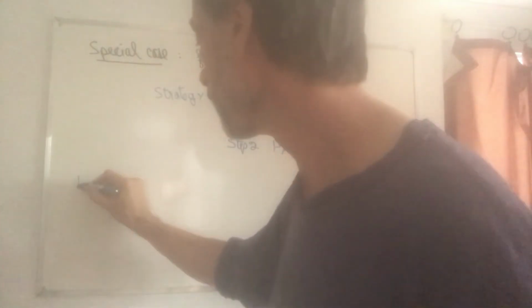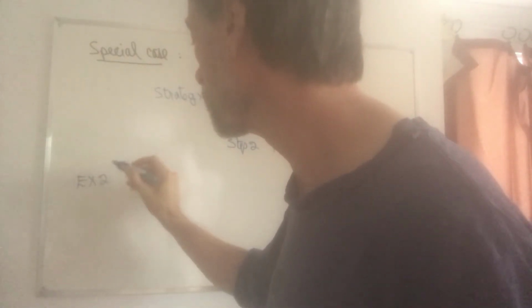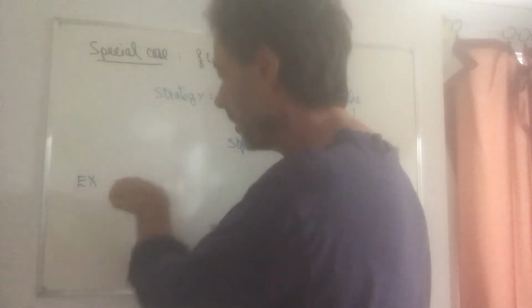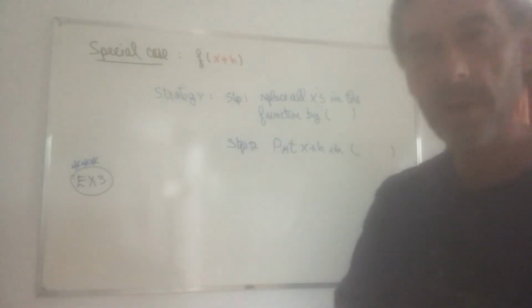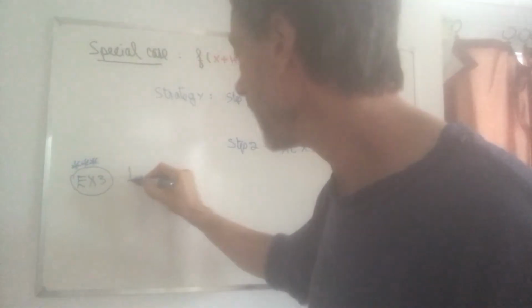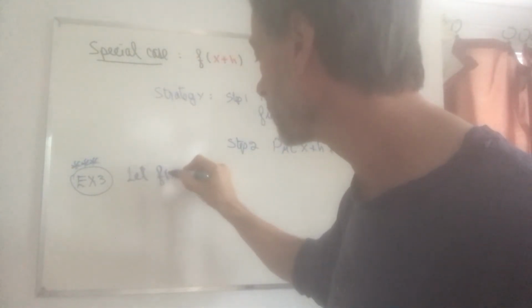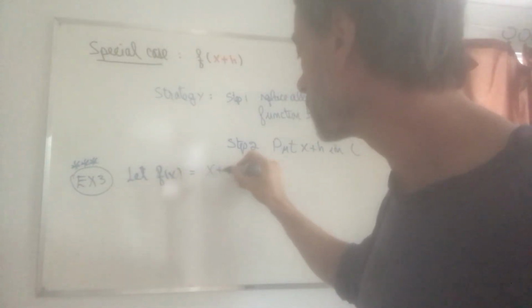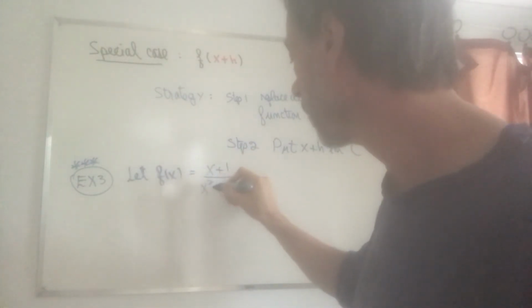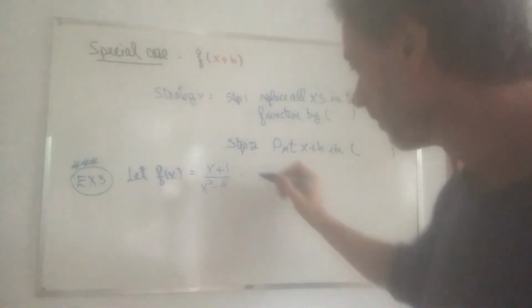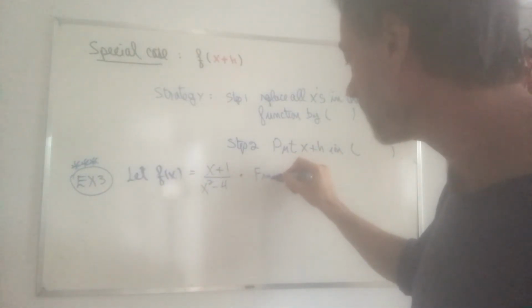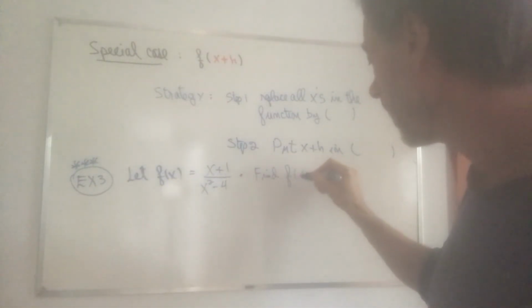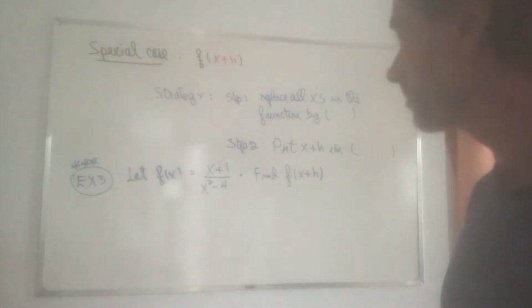Example. So example 3, I guess. Perhaps for some of you, this is 3 stars. So I'm going to label this as 3 stars. Let f of x equal x plus 1 over x squared minus 4. The same f of x as before. Find f of x plus h.